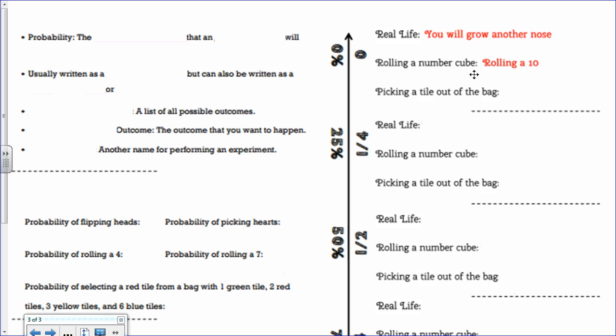On picking a tile out of the bag, when we do these probabilities, we're talking about this bag over here, where there's 1 green tile, 2 red tiles, 3 yellow tiles, and 6 blue tiles. So the probability of picking a tile out of that bag that is purple is impossible because there's no purple tiles. Next, we're going to talk about the next kind of probability.